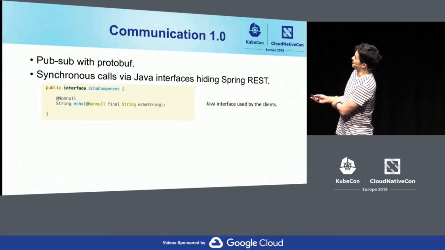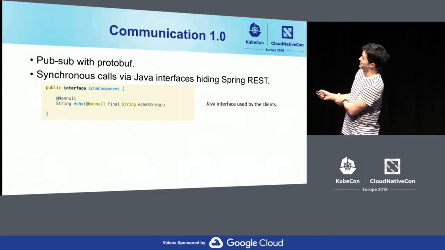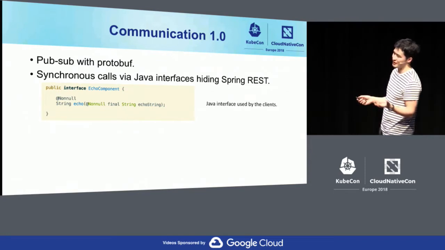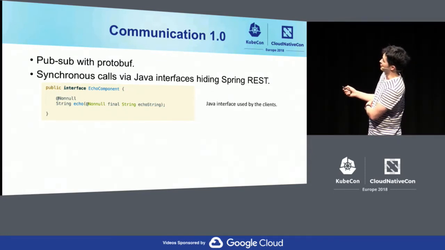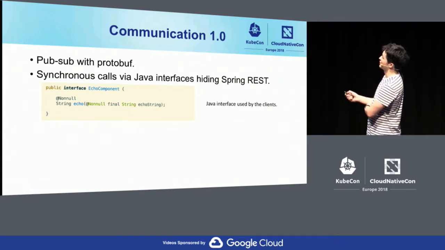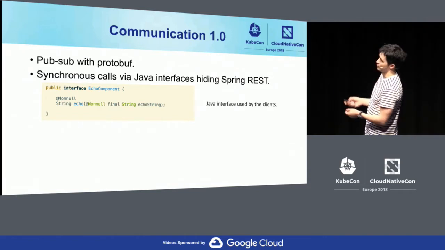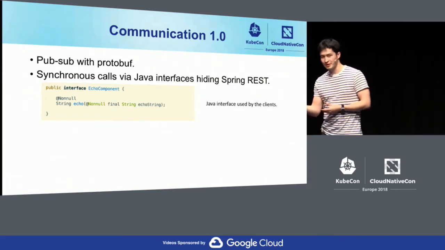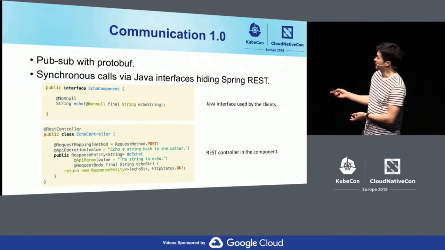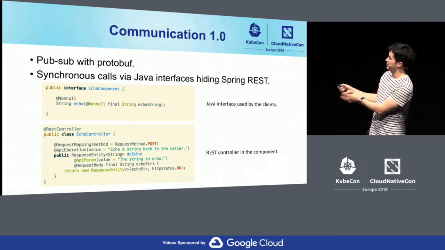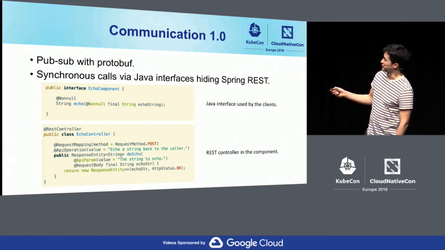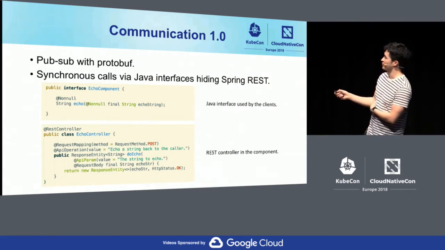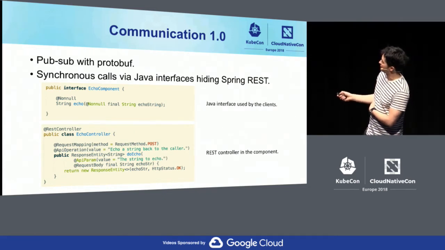So, this is what that looked like. Suppose you have an echo component, which just has some really simple functionality. You pass in a string and it returns the string. So we'd have an interface that looks something like this, and the clients would create an instance, an implementing class of that interface, and then in the echo component, you'd have the echo controller.